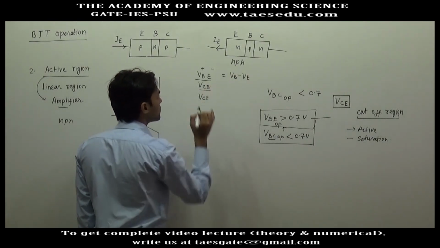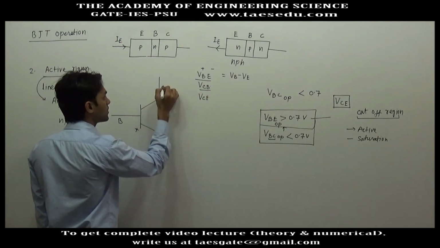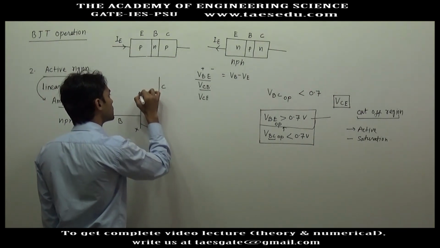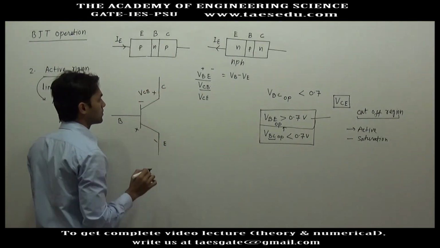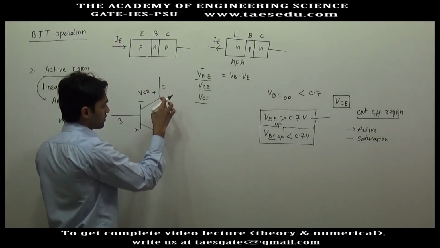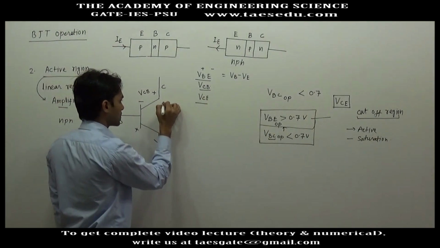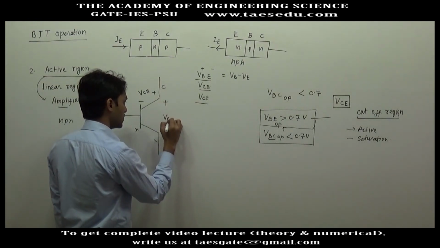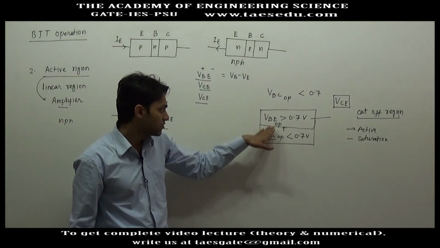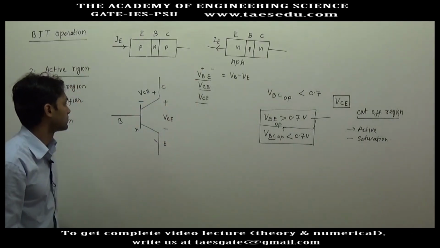Saying VCB means the positive sign will be on the collector and the negative on the base. The name of this voltage will be VCB. And VCE is the potential difference between collector and emitter, with the positive reference on the collector. Now we already have the condition in terms of VBE and VBC. Here we will find the relation between these three voltages.